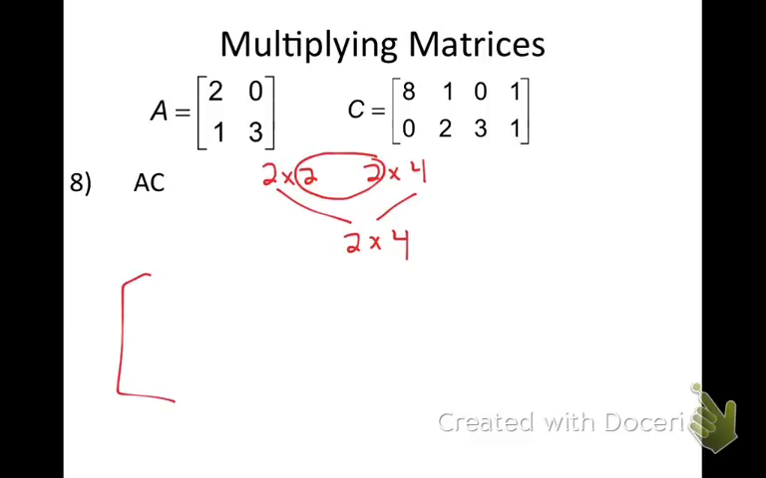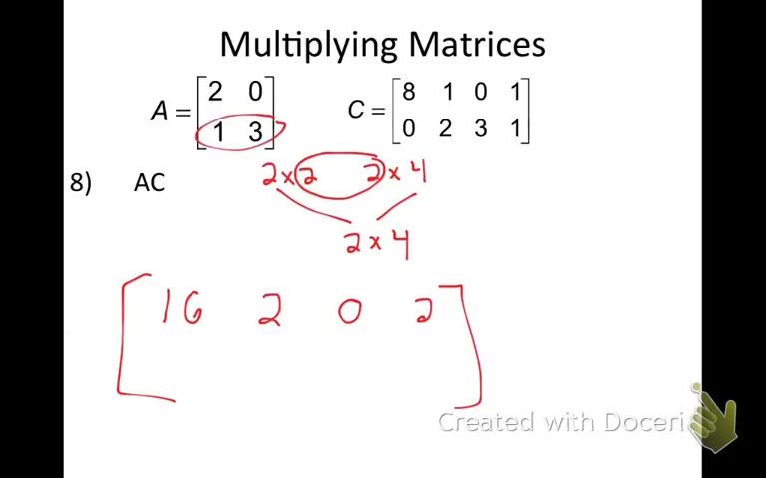So the work. First off, 2 times 8, plus 0 times 0. So 16 plus 0 was 16. 2 times 1? 0 times 2? So that gets me 2. 2 times 0? 0 times 3? 0 plus 0 is 0. 2 times 1? 2. 0 times 1? 2 plus 0 is? So that's the first row.